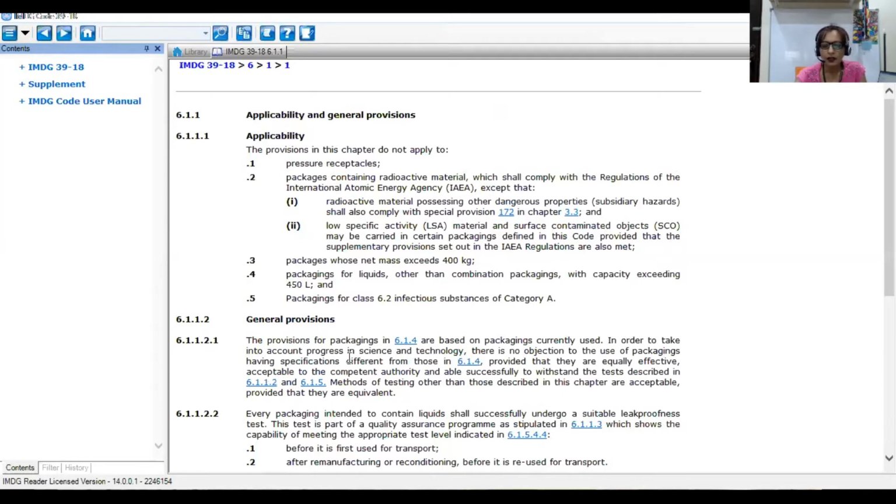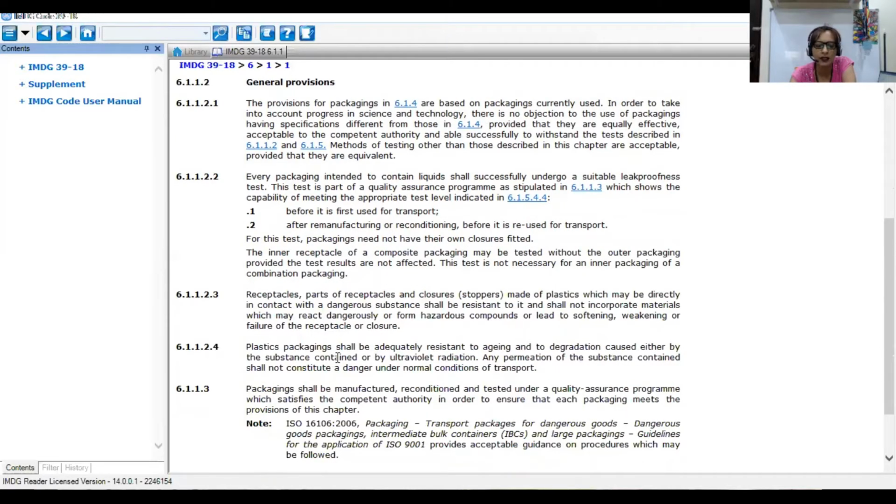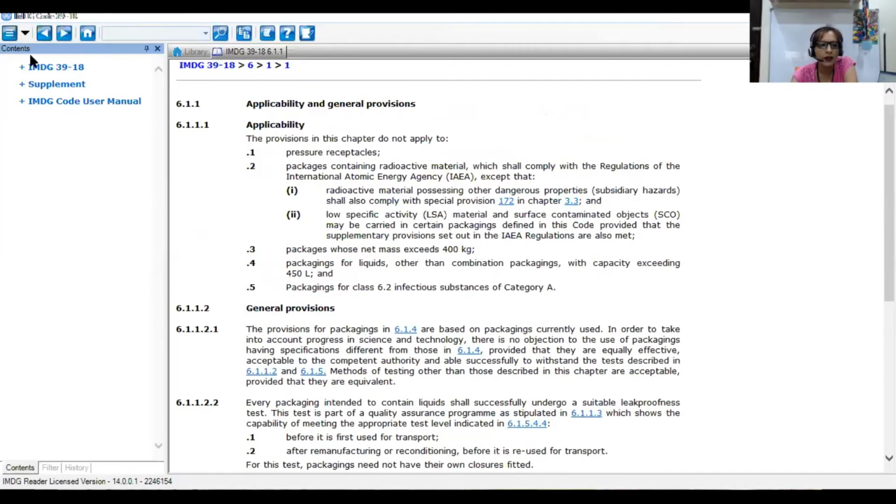In order to take into account the progress in science, this says if you have any specifications that are different from what we have seen just now, provided that they are equally effective, they are acceptable by the competent authority. So if your package is not listed here, you must get your CA approval, and there would be some form of test methods that would be applied for that package to be used for dangerous goods. Every package intended to contain liquids shall successfully undergo a suitable leak-proofness test. So then here they talk about the different types of tests that these packages have to undergo, all right, at this part of the code.